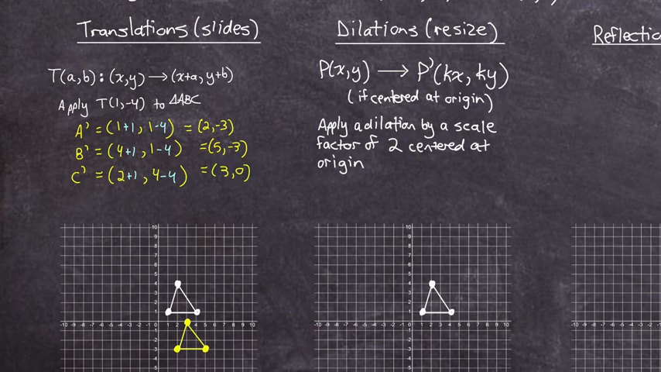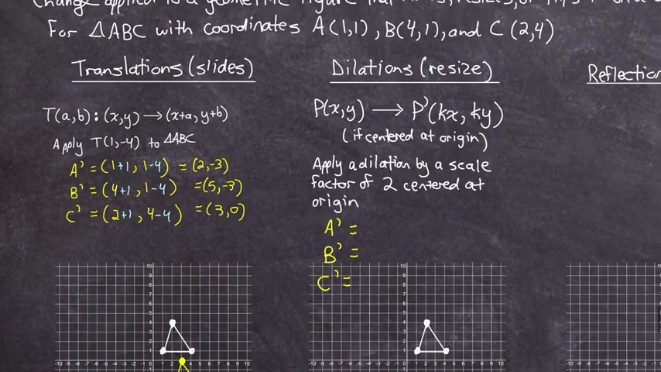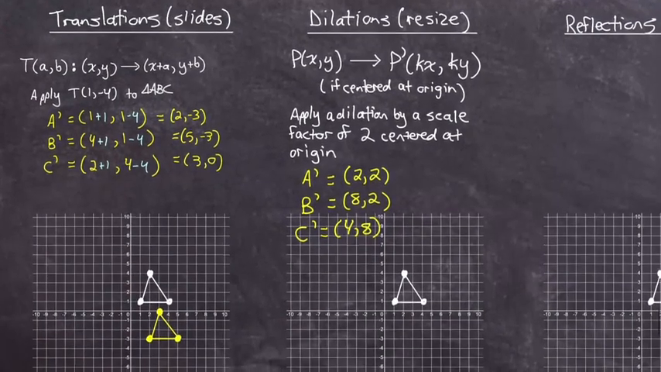To get my image points, I just have to take all of my original points and multiply both the x's and the y's by 2. So if A was (1, 1), A prime would become (2, 2). Double the x and double the y, and do that for all of them. Instead of (4, 1), it becomes (8, 2). And instead of (2, 4), it becomes (4, 8). If I plot all those points, you'll see what a dilation looks like.